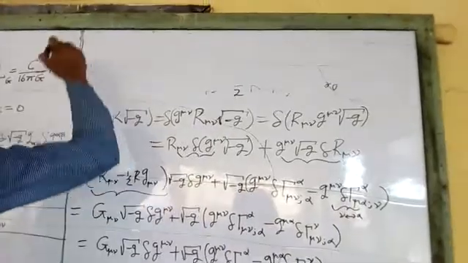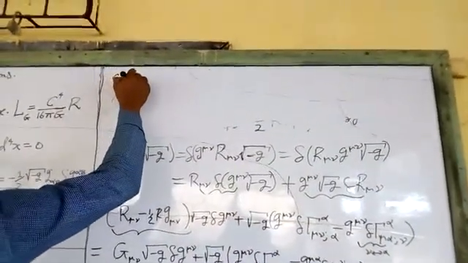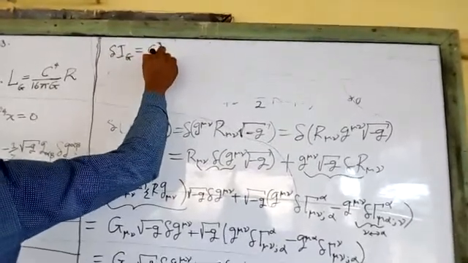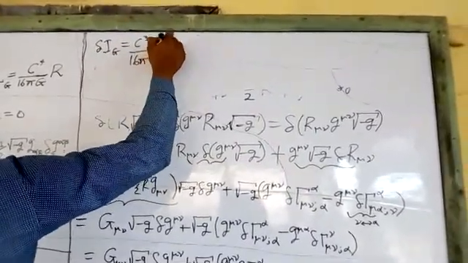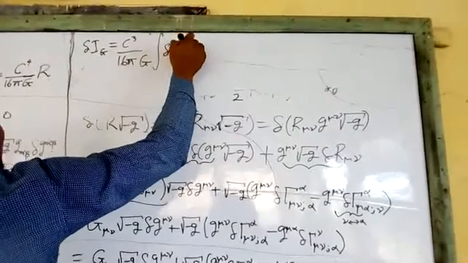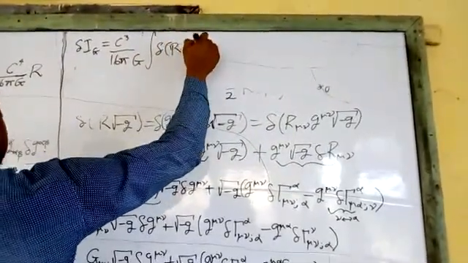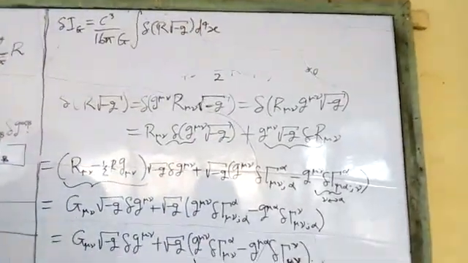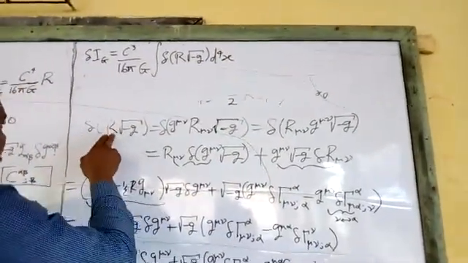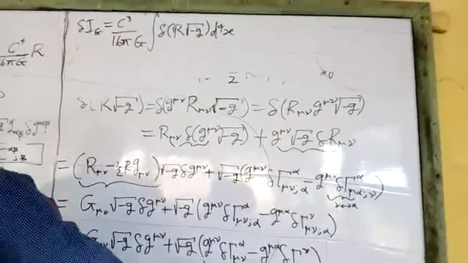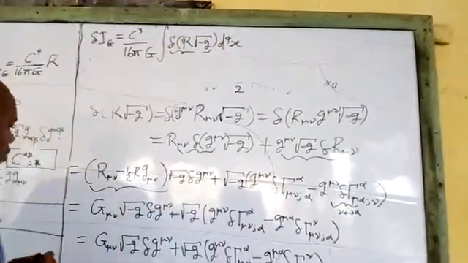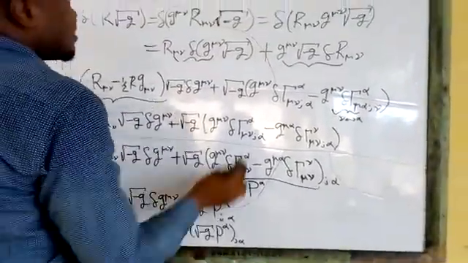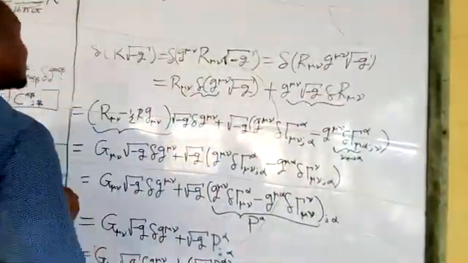But then, of course, if we remember, we started with saying variation of S to be equal to c cubed all over 16 pi G. And now we took the integral with the variation of R, square root of minus g, and then here the d4x. Now take a good look at this. What is here is what we have obtained so far to be equal to that. So I could say in the next few steps that this is the same thing.